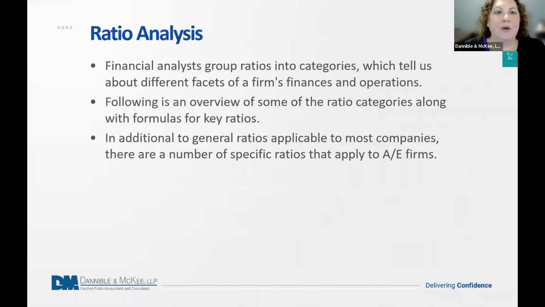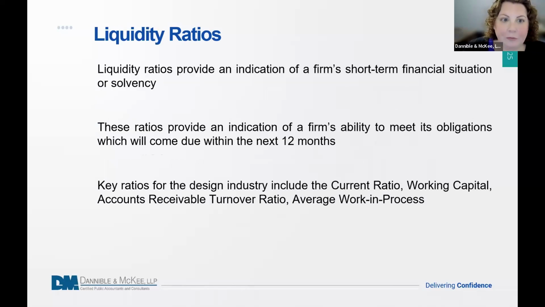Ratio analysis. Financial analysts group ratios into categories, which tell us about different factors of the firm's finances and operations. We're going to go through an overview of some of these ratio categories along with the formulas. You're going to have this PowerPoint presentation at the end so you can utilize these formulas to set up your spreadsheets and start adding these to your financial statement package.